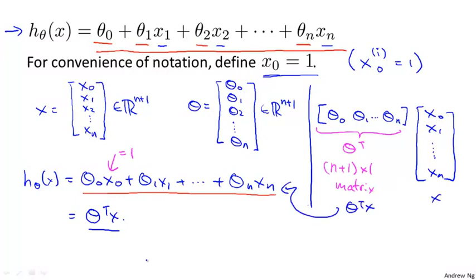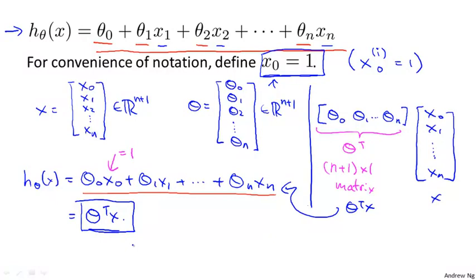This gives us a convenient way to write the form of the hypothesis as just the inner product between our parameter vector theta and our feature vector x, and it is this little bit of notation, this little extra bit of notational convention that lets us write this in this compact form.